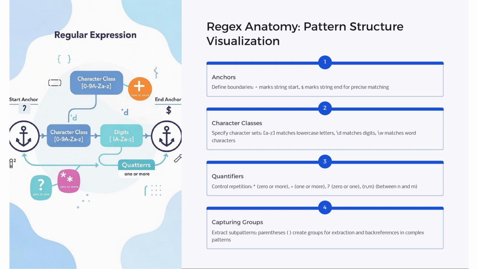Anchors define boundaries, with caret marking the start and $ the end of strings. Character classes specify sets, like left bracket A to Z right bracket for uppercase letters, \d for digits, and \w for word characters. Quantifiers control repetition, using star, plus, question mark, and curly bracket n, m. Capturing groups, denoted by parentheses, extract subpatterns for reuse and back references.